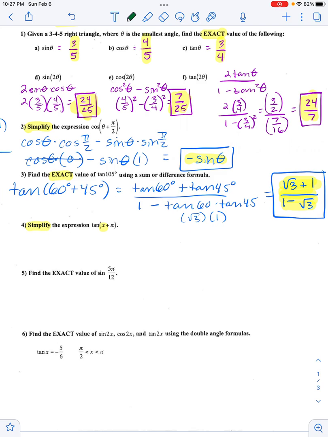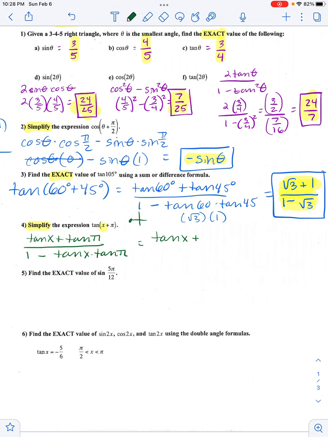So I follow the tangent plus formula. So I'm going to have the tangent of the first thing plus the tangent of the second over 1 minus their product. And I'm just filling that in. I can't look up tangent x, so that's going to stay that way. But I can look up the tangent at pi.